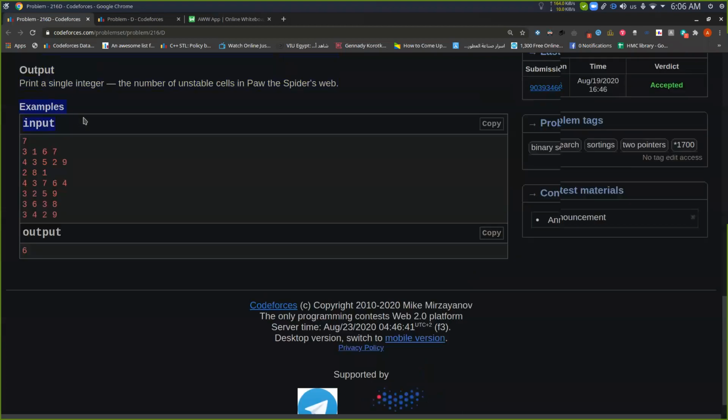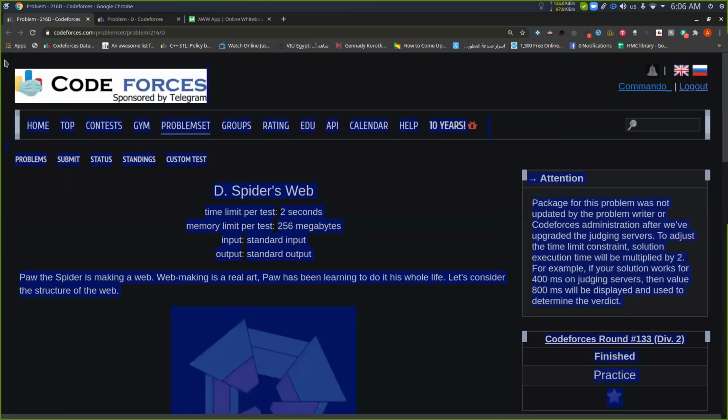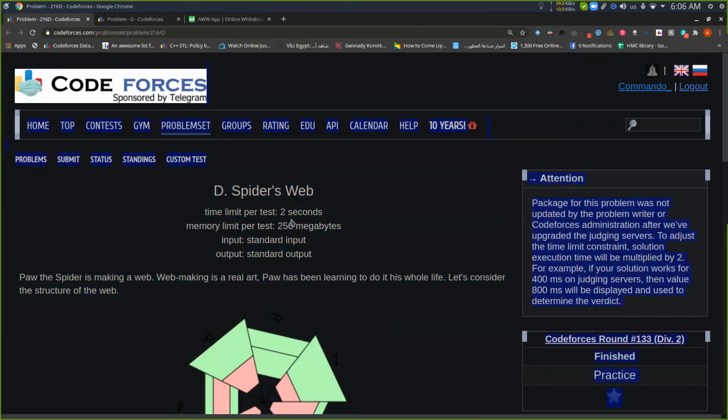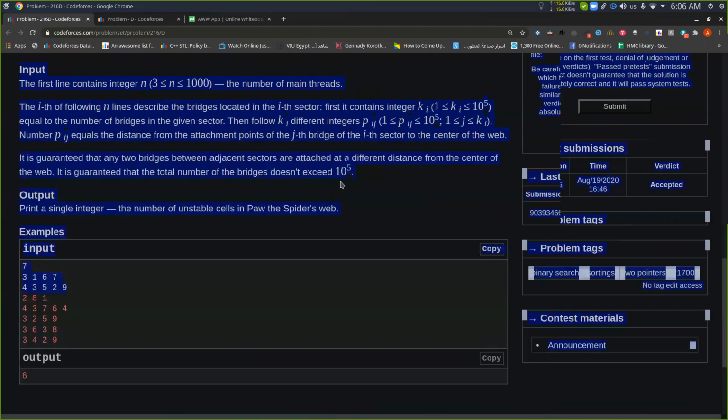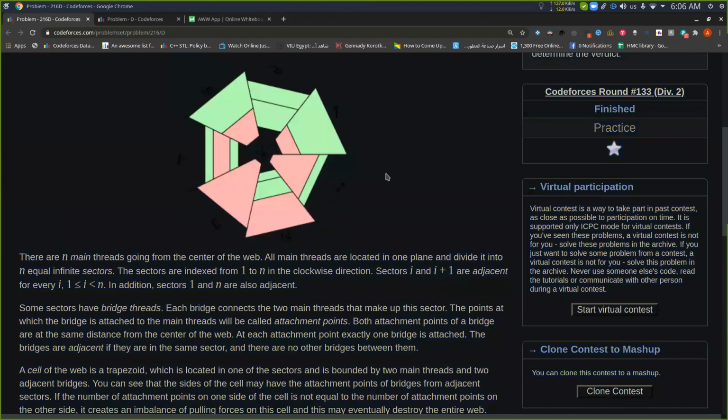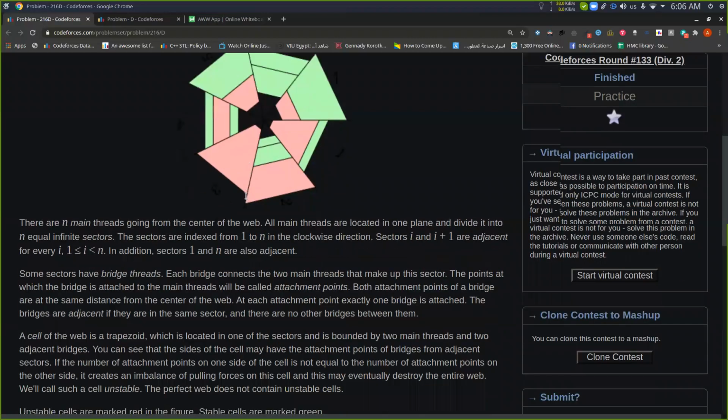Did you get the problem? Any questions? What are cells? Can you tell it once again? A cell is the area between two consecutive bridges in one sector. Take any sector and take any two consecutive bridges, and between them there is a cell. Okay, got it.